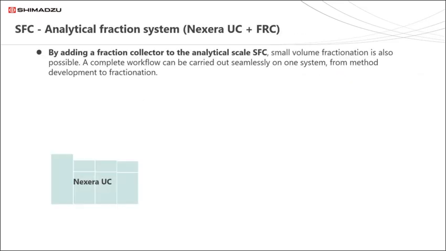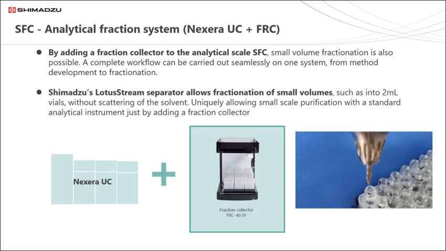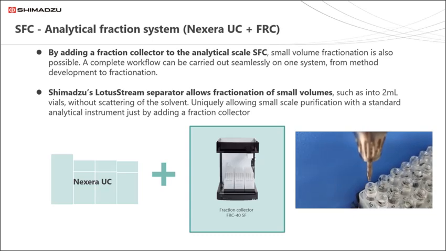By simply adding a fraction collector to a Nexera UC system, the Lotus Stream's fine control of gas-liquid separation means collection even into 2 mL vials is possible.